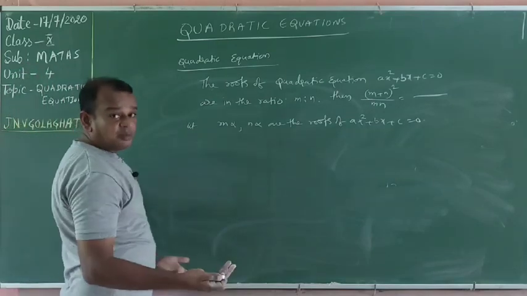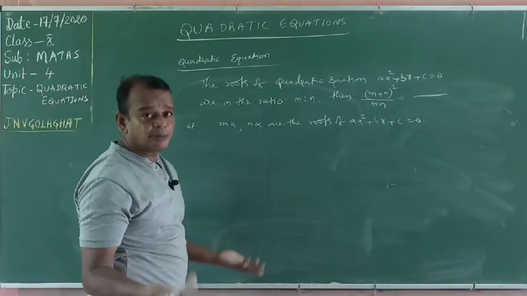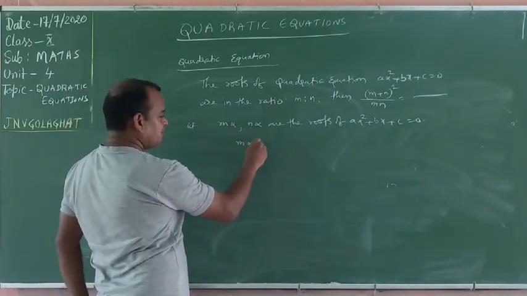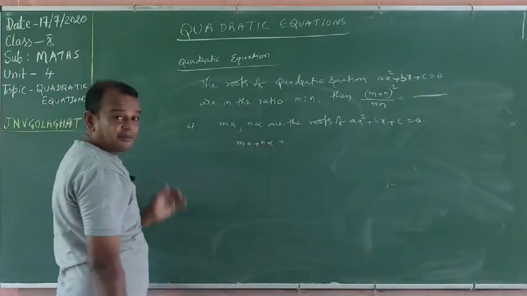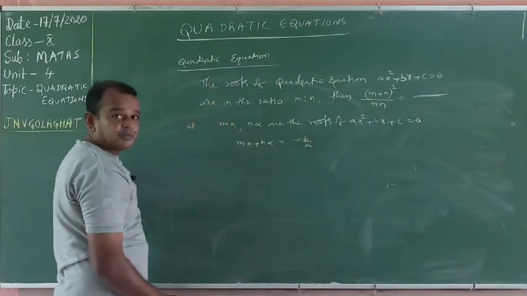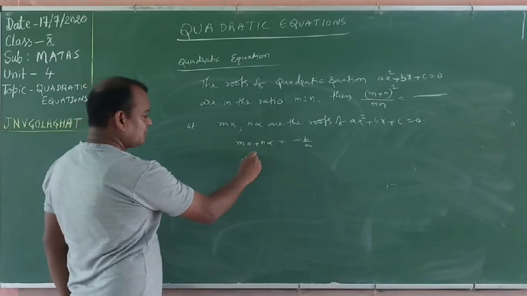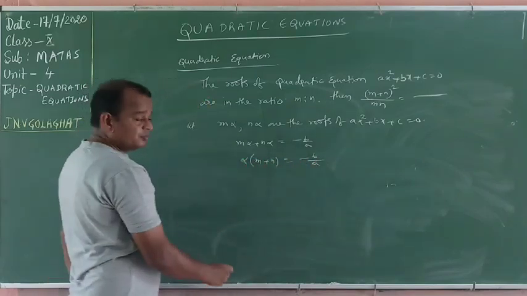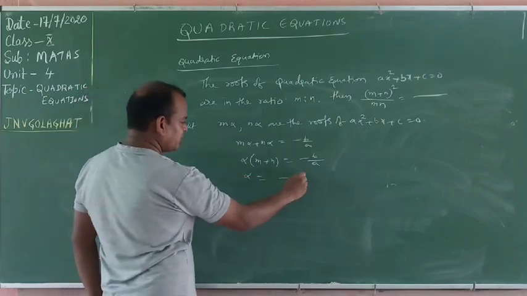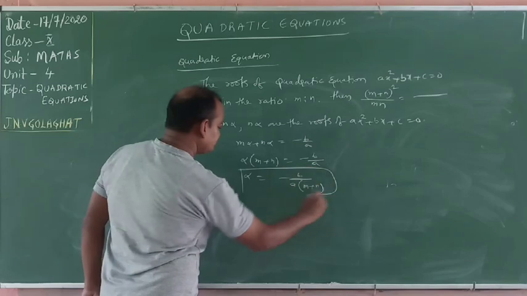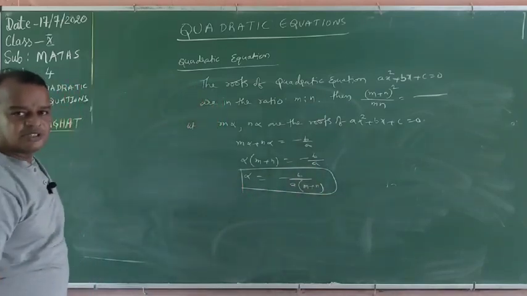Now you know the formula for the sum of the roots: minus b by a. But here the roots are m alpha, n alpha, means m alpha plus n alpha. Sum of the roots, what is the formula? Minus b by a, 100%. Now take alpha common in this one: alpha into m plus n is equal to minus b by a. Now find the value of alpha. Alpha is equal to minus b by a into m plus n.